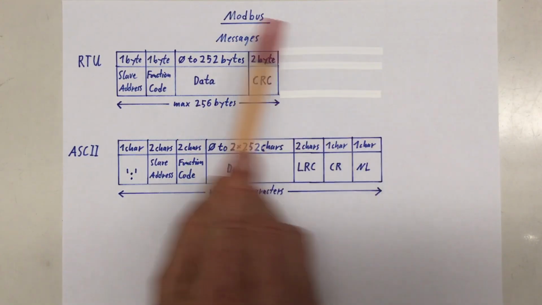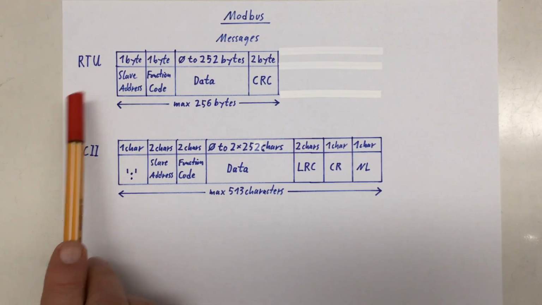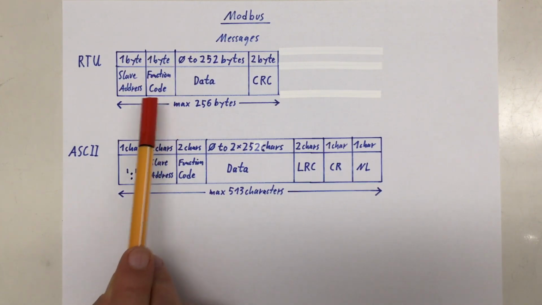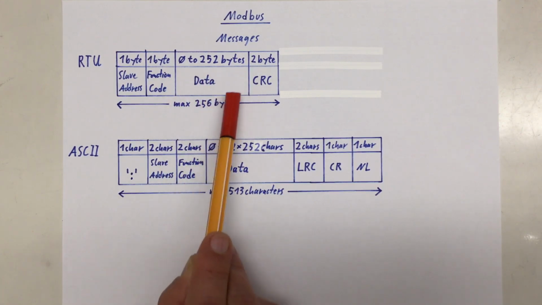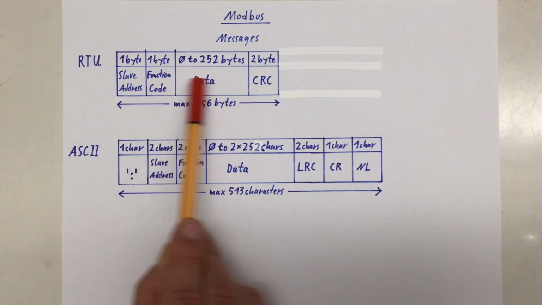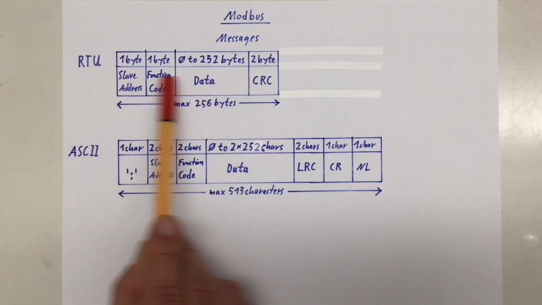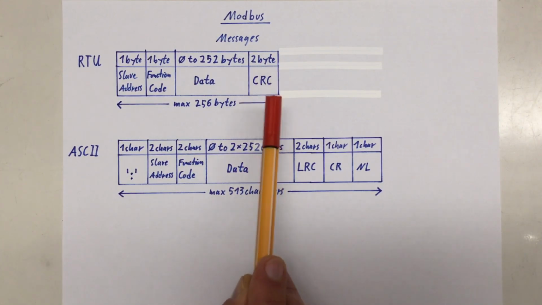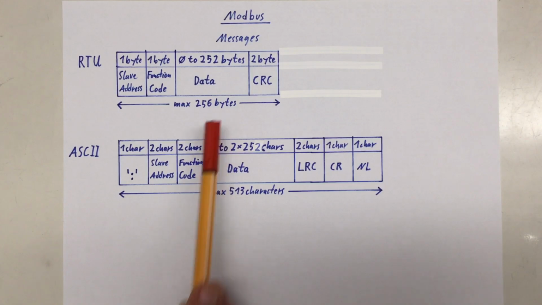Modbus messages have the following formats. Remote Terminal Unit messages, so binary messages, start with a 1-byte slave address, which is followed by a 1-byte function code. After that, you have 0 to 252 bytes of data. The length of the data section depends, of course, on the function code. So you have variable length messages on the bus. At the end, you find a 2-byte cyclic redundancy check code. The maximum length of a message is 256 bytes.